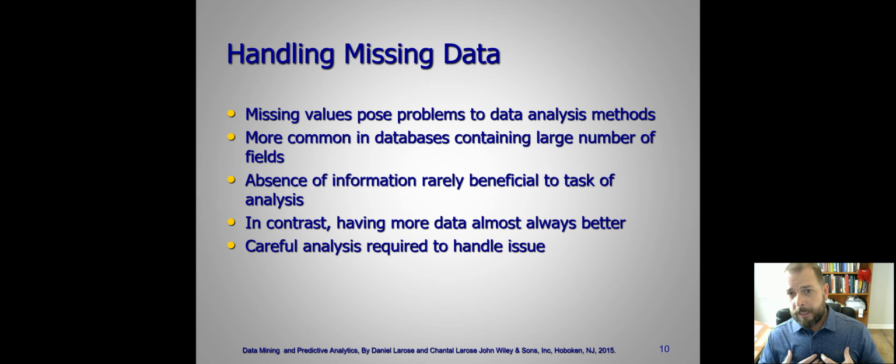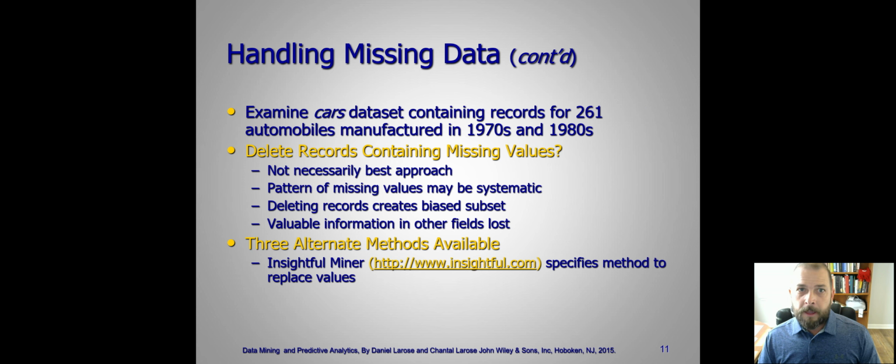I always say having more data is always better for the analysis. There are a couple of different ways that we can handle missing values. One is to just delete the entire record altogether. So if I have an observation, a row in my data set that is missing a value, I might say, okay, I'm going to delete that entire record, that entire row. It's not necessarily the best approach.